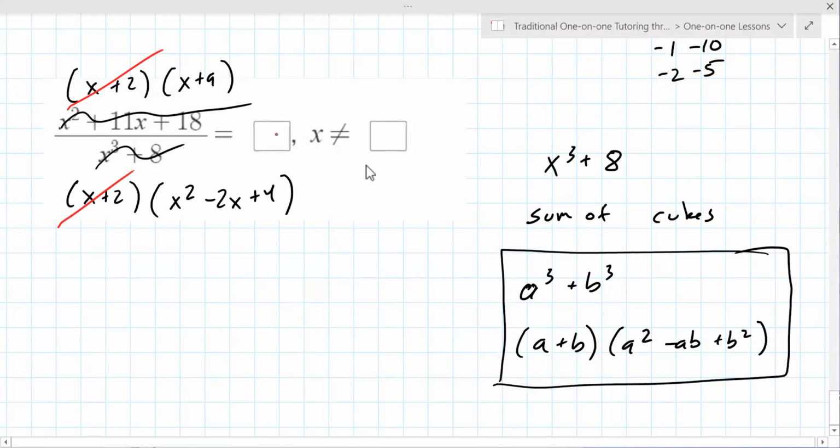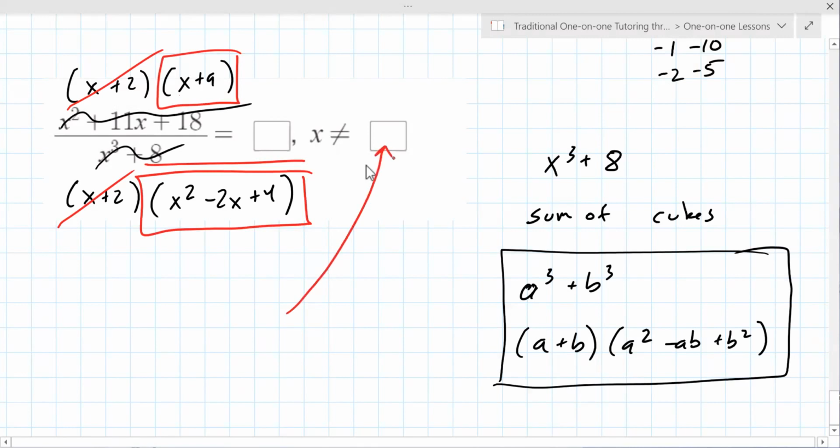So what goes in this box is x plus 9 divided by x squared minus 2x plus 4. And then what goes here is you set x plus 2 equal to 0. Subtract 2 from both sides. x does not equal negative 2.